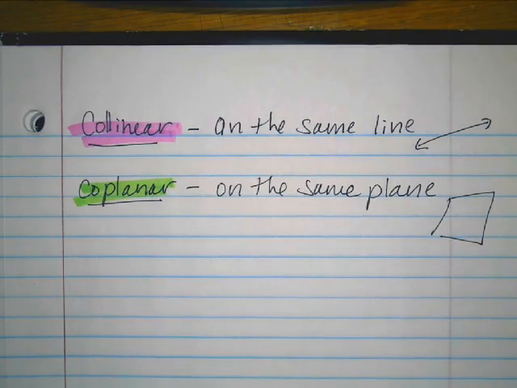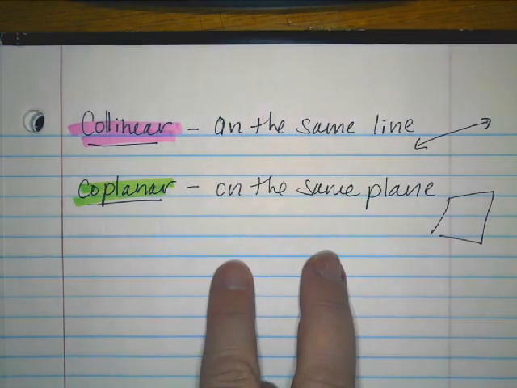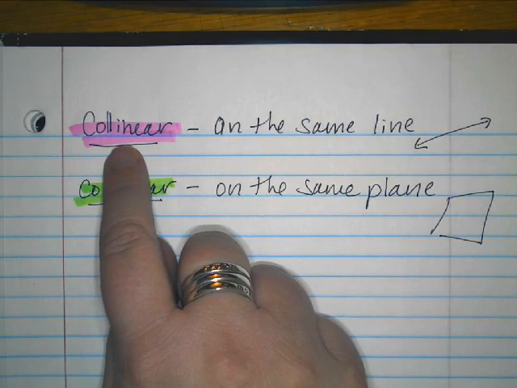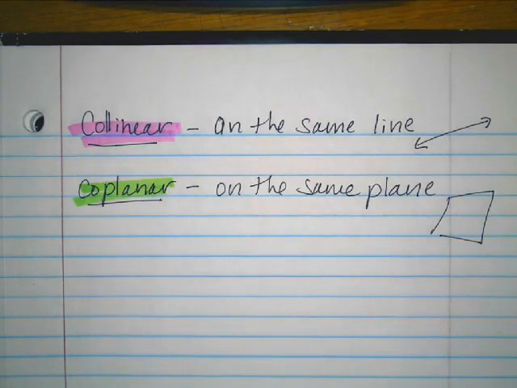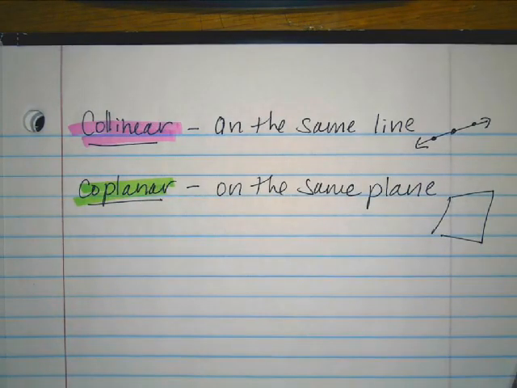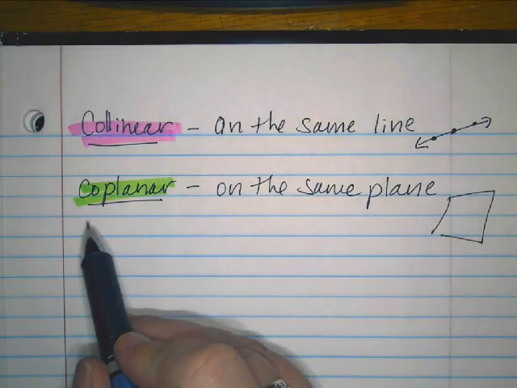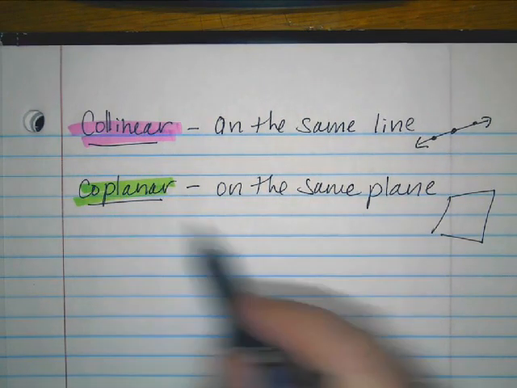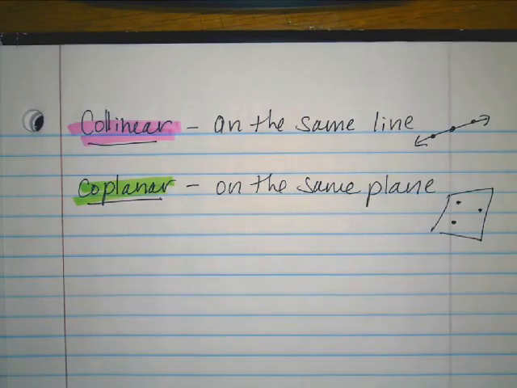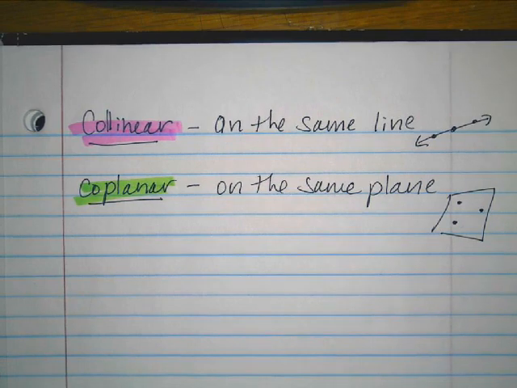All right, and the last 2 pieces today, really important vocabulary. They're going to talk about collinear. Collinear means points that are on the same line. So for instance, I could say these are collinear because they're all on the same line. When they talk about something being coplanar, it means that these points are on the same plane. Those are coplanar because they're all on that same plane or that same piece of paper.